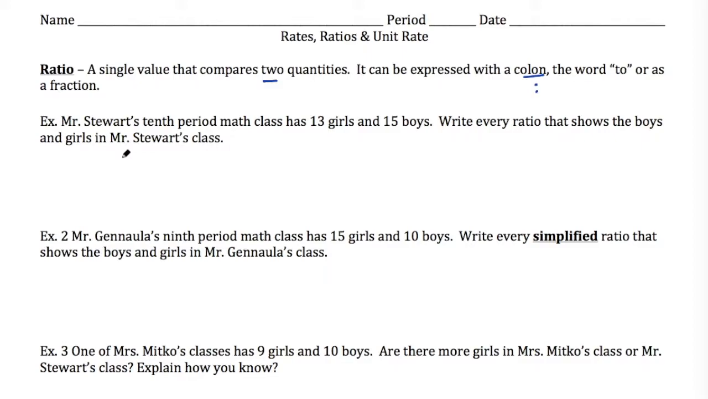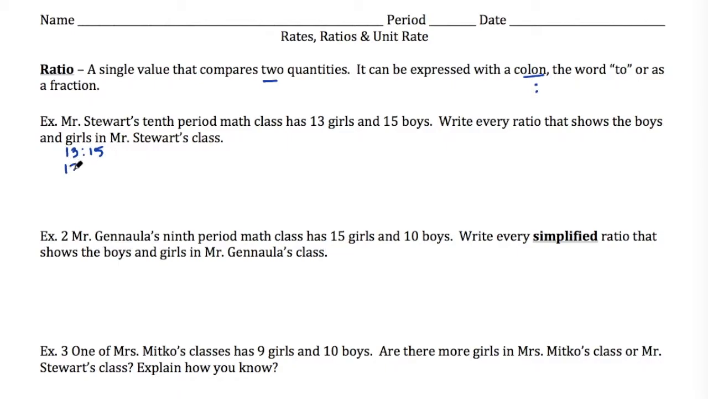So let's look at the first example. The first example says Mr. Stewart's 10th period math class has 13 girls and 15 boys. Write every ratio that shows the boys and girls in Mr. Stewart's class. Now we're going to keep it simplified. If we unsimplified it, we would have an unlimited number of ratios. But one of the first ways we can talk about is 13 colon 15. That's a ratio. We've got girls first and then boys.